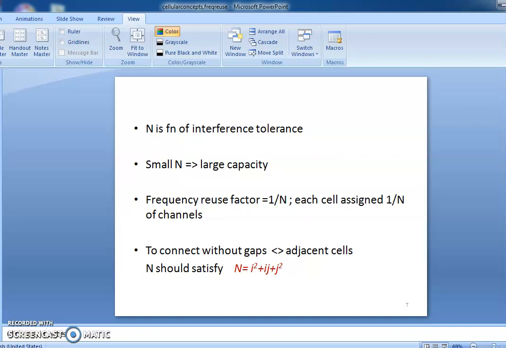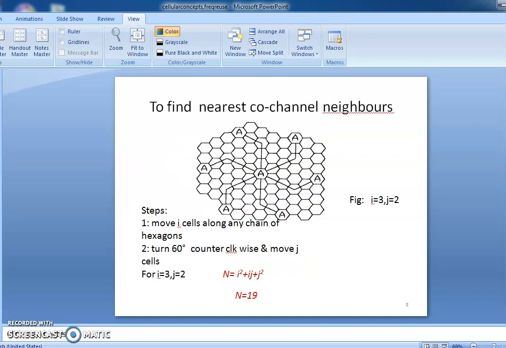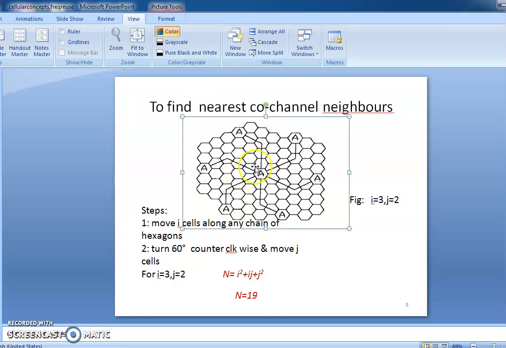So how should the cells be placed? The adjacent cells should be placed such that there is no gap. For that we need a condition: N = I square + I J + J square. So what are I and J? See, this is a geographical area. I have placed a number of hexagons. We have taken the cell A. It is utilizing some set of frequencies.